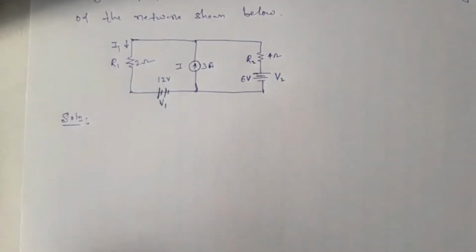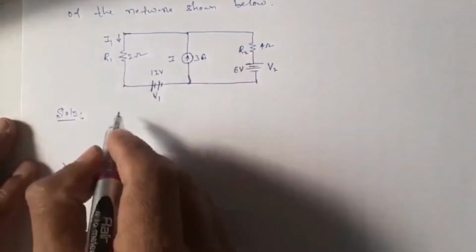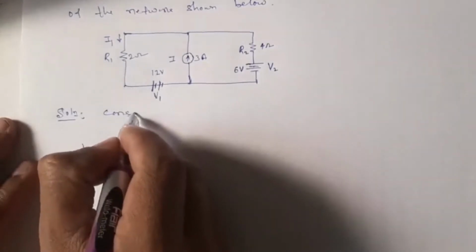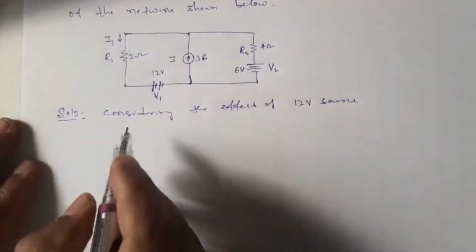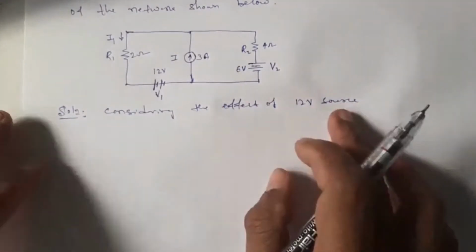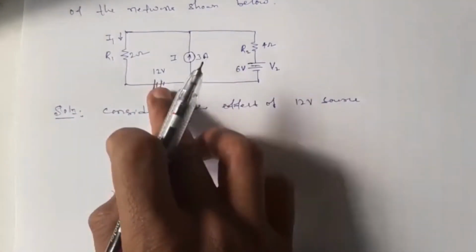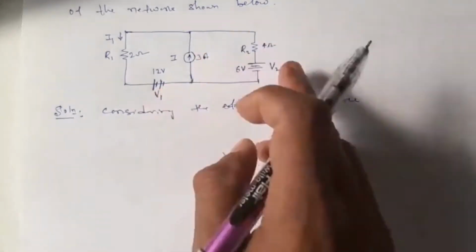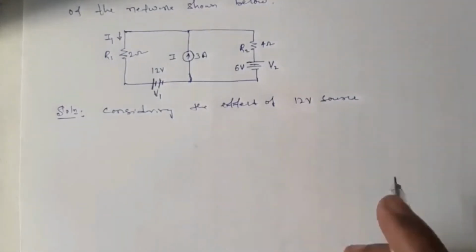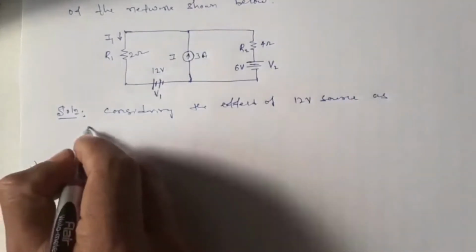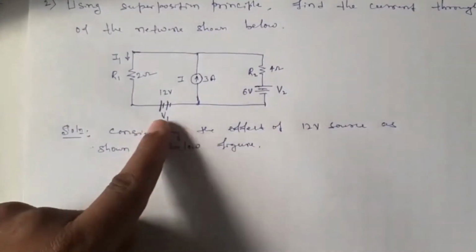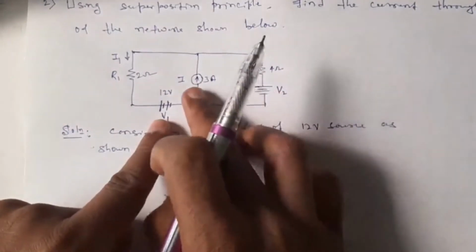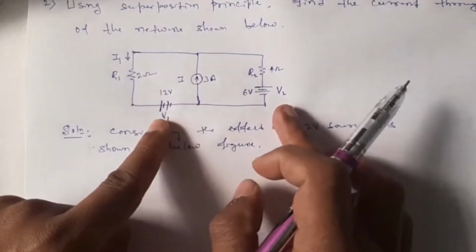As I told, I am going to consider the effect of one source at a time. Initially, considering the effect of the 12 volt source, that is V1, only the 12 volt source I should consider. Remaining sources must be made zero. I'll draw as shown in the figure below. Now only V1 should be there and the remaining sources, I and V2, should be made zero.